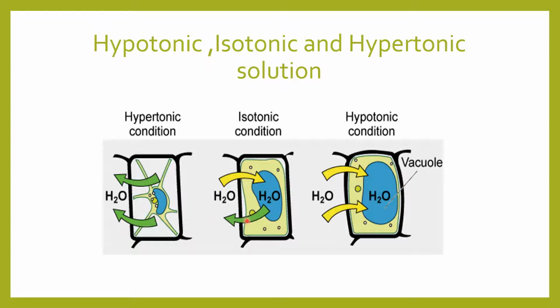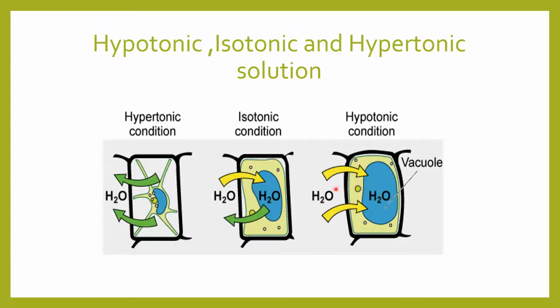This is the isotonic solution where there is no movement of water molecules because the concentration of water molecules on either side of the membrane is in equilibrium. This is a hypertonic solution where the water molecules outside the cell are more. That means the solute concentration is less.